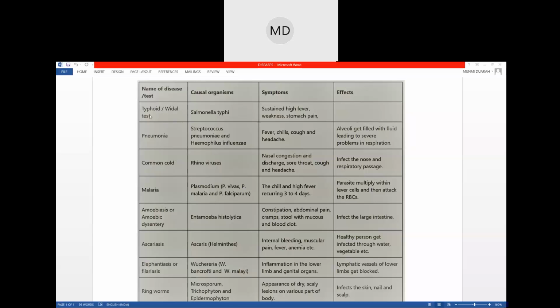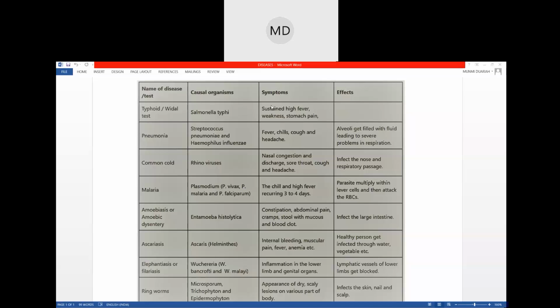And for typhoid, the test is the Widal test. The Widal test is done to detect typhoid. Like urine test, blood test, there is a test known as the Widal test, which is used to detect typhoid. If the doctor suspects you of having typhoid, he or she will do the Widal test. The organism which causes typhoid is Salmonella typhi, and these are the symptoms.